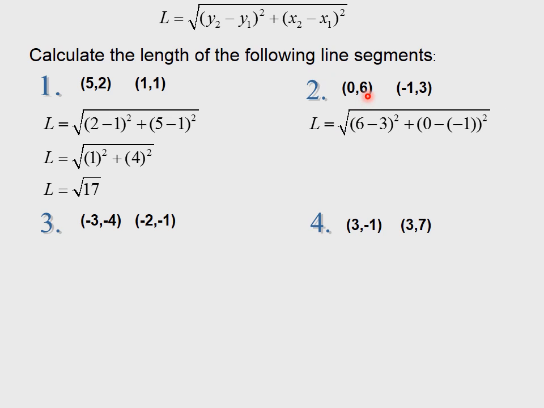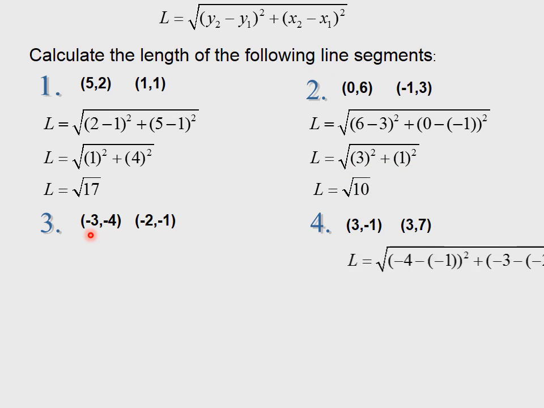So notice what we have here, y2 minus y1, 6 minus 3, and then we have 0 minus negative 1. So be very careful with this. Now we have to use our tidy up rules here. We can't have two signs beside each other. So we get 3 squared plus 1 squared, and that works out to 9 plus 1, which is square root 10, and we're done. We'll leave our answer like that.